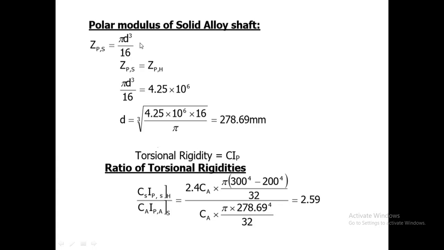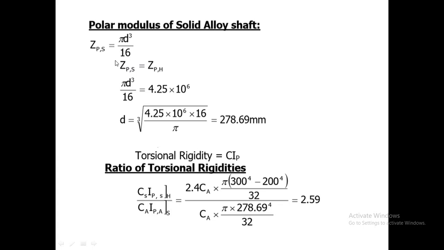So similarly we'll calculate the polar modulus of the solid alloy shaft. So here again the polar modulus is in terms of the diameter, we know that. So again polar modulus is nothing but J by R. So pi d to the power 4 by 32 divided by d by 2. So you'll get this pi d cube by 16. So this is the polar modulus of the alloy or the solid shaft here.